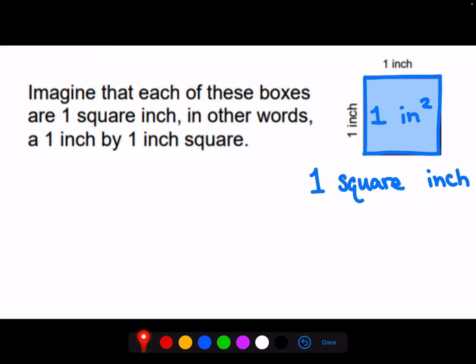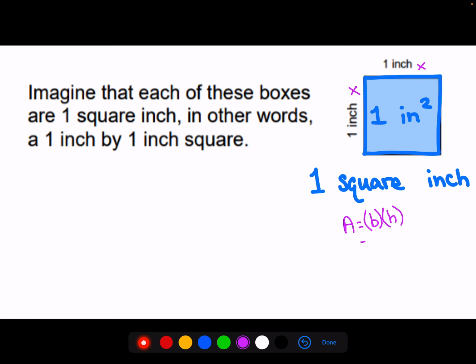Now, imagine that each of these boxes, so we have a little box here, is 1 square inch. In other words, it's a 1 inch by 1 inch square. If I were to multiply 1 inch by 1 inch, I get 1 inch squared, or 1 square inch. A good way to think about this is if I gave it a variable x, we know that the area of a square is just length times width, or base times height. I'll stick with base times height for today.